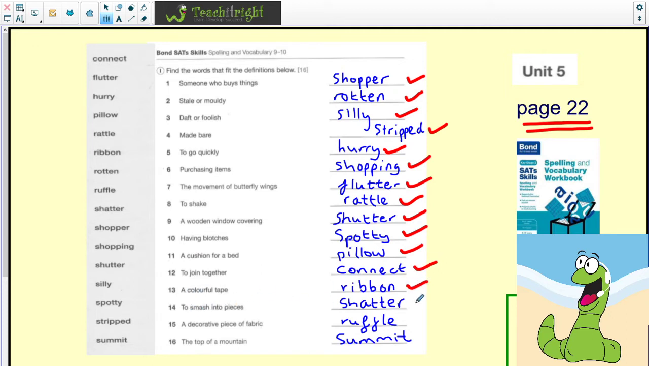To smash into pieces is to shatter. A decorative piece of fabric, a ruffle. And then the top of a mountain is the summit. Or you could also refer to that as the peak or the pinnacle. Well done if you got all of those.